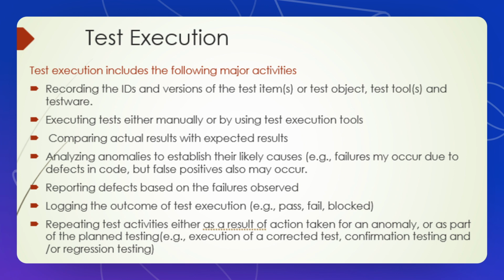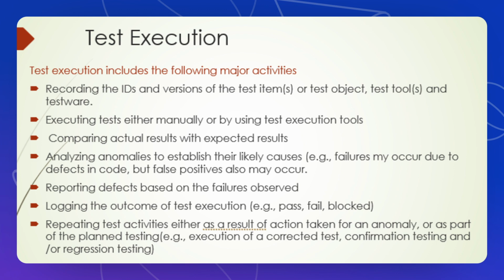We execute tests manually or through automated tools, comparing actual results with expected results. If there is any failure, we log that failure in a bug reporting tool. We analyze the anomalies to establish their likely causes. So a failure may be due to defects in the code, but false positives may also occur.